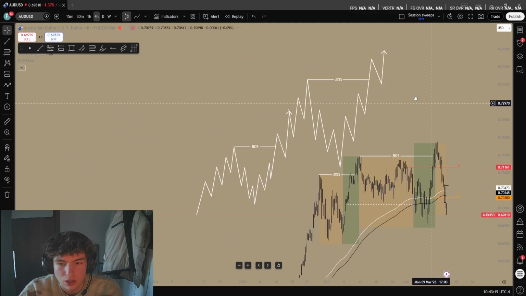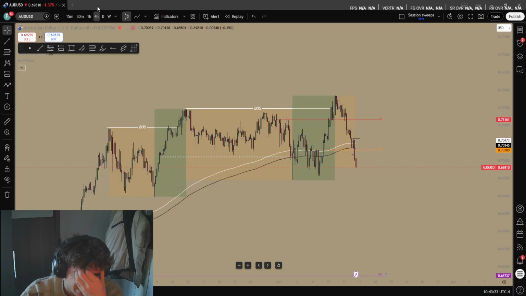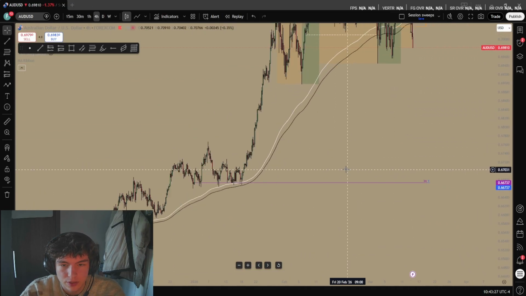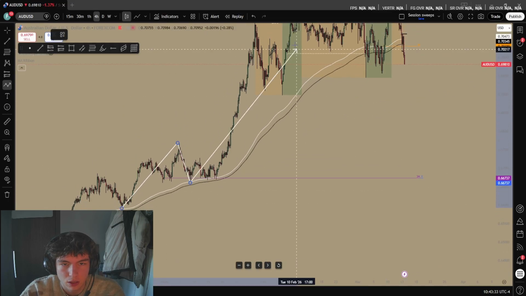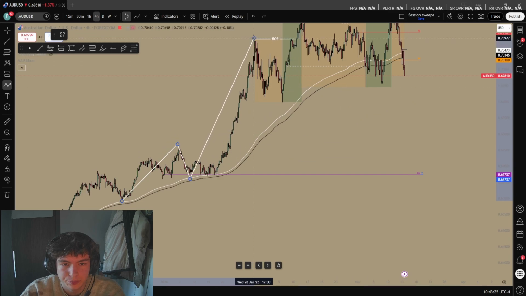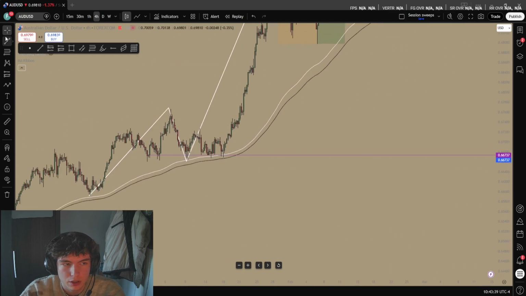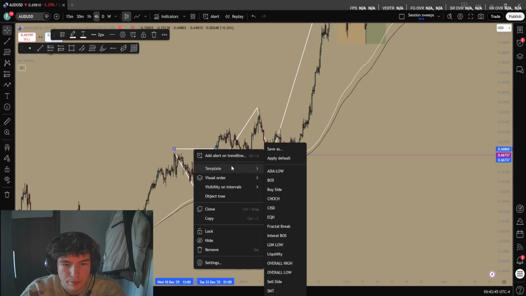Okay, so if we are going to compare that to real life examples on the chart, this is AUD/USD. Let's see here. You can see we have a move up, we have a move down, and we have a large move up. All right. So if we're going to look, this move is our swing break of structure.